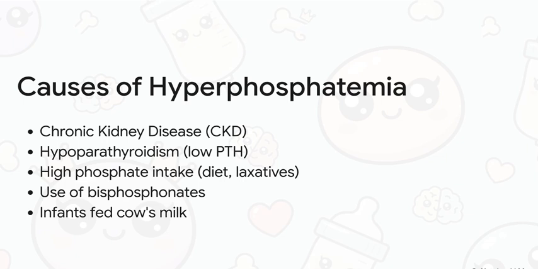Other causes can be hypoparathyroidism, not enough hormone to get rid of phosphate, or when a lot of cells break down at once, like in tumor lysis syndrome, releasing all that intracellular phosphate into the blood.